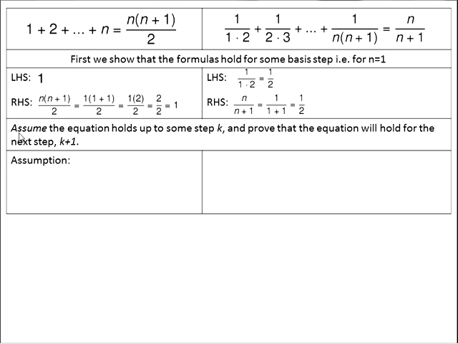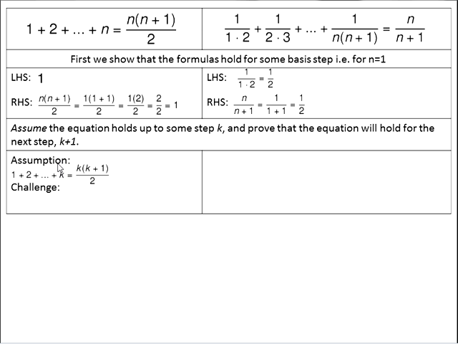Okay, so let's break down what this sentence is saying. The first step, again, these are all just generic steps. The first step was to show that the formula holds for n equals 1. My next step is to assume that the equation holds up to some step k. So in practice, what that means is look at equation 1. I'm just going to take equation 1 and replace n with k. So here's equation 1, and notice that I've just replaced n with k. So I'm assuming that the equation holds up to some fixed number k.